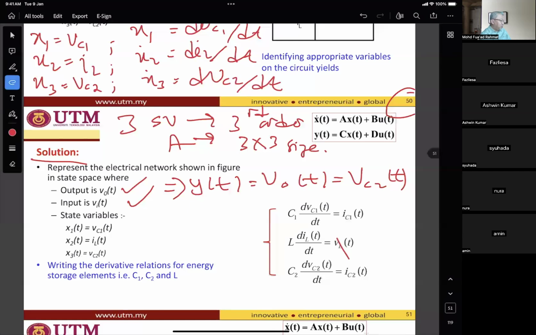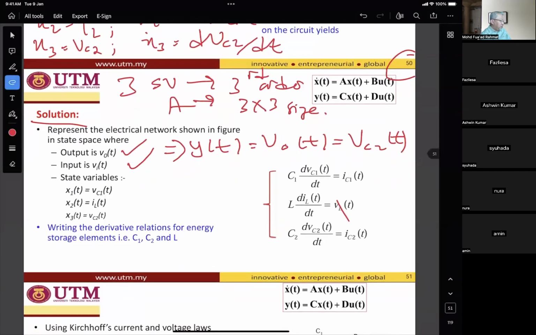Okay, VC2, right? So now we write the derivative relation for the energy storage elements C1, C2, and L, as shown here. IC1 equals C dVC1 over dt, VL equals L dIL over dt, and IC2 equals C dVC2 over dt.